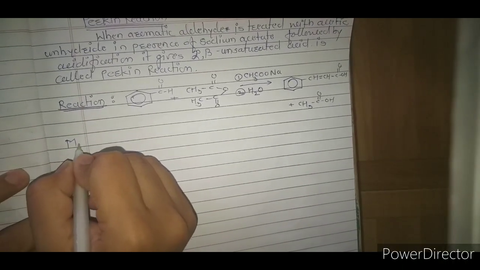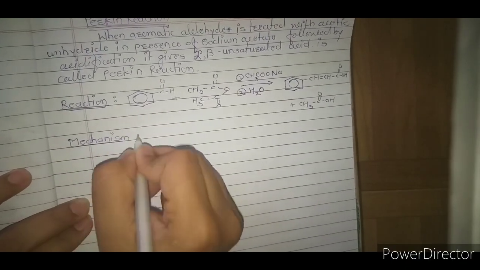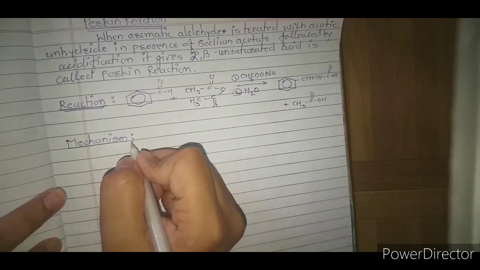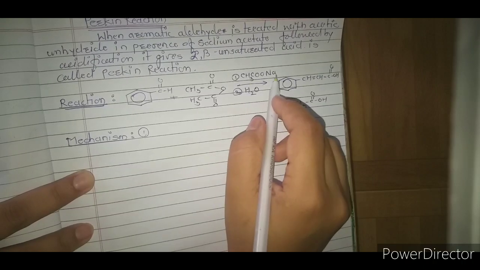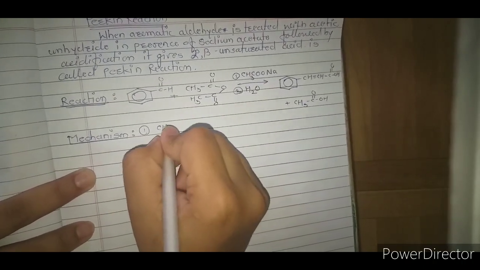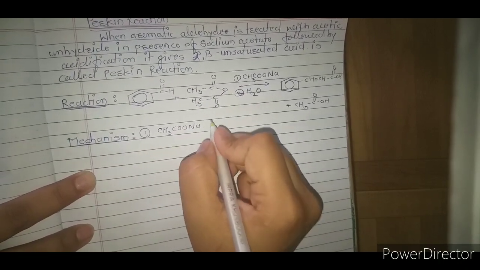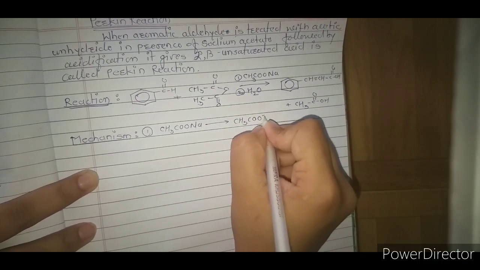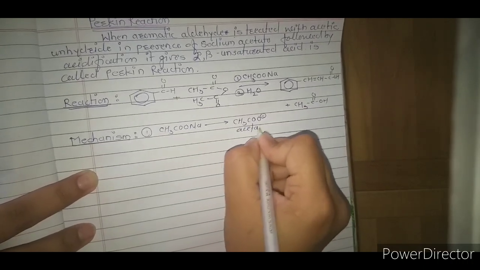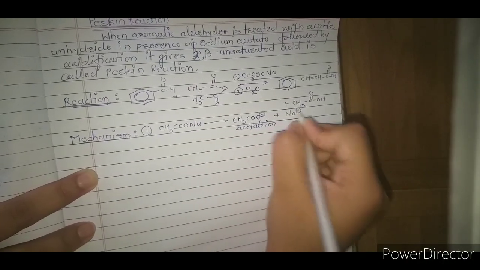So next is your mechanism of Perkin reaction. So in first step, what happened? This sodium acetate breaks down and forms acetate ion. So it is your acetate ion and sodium ion. Okay.